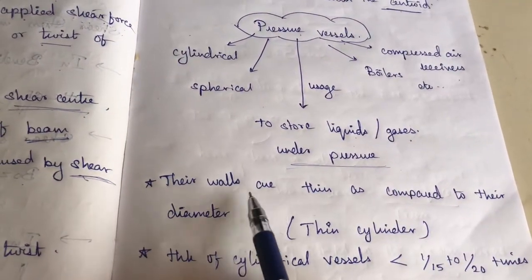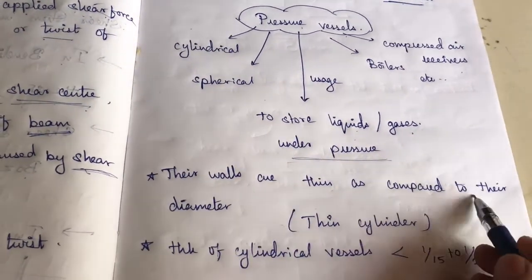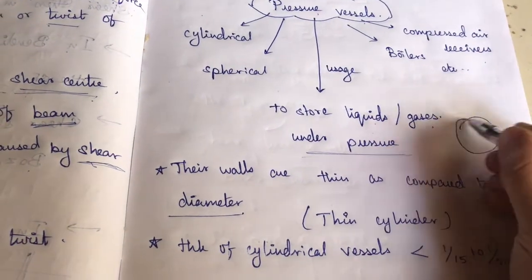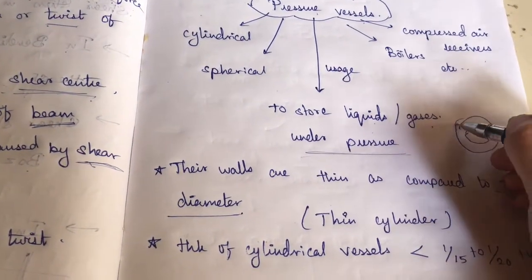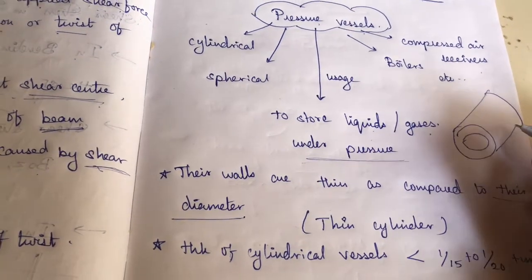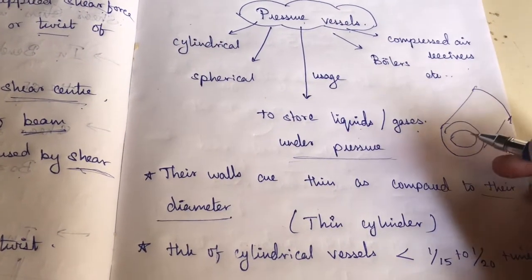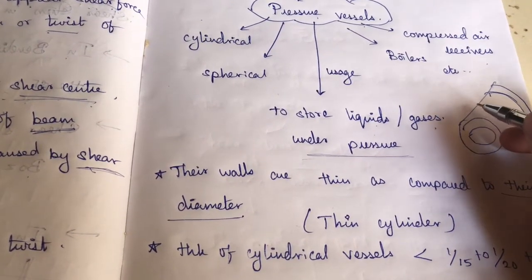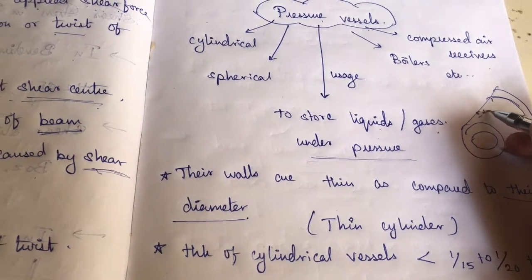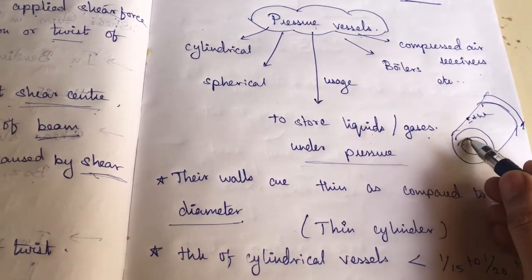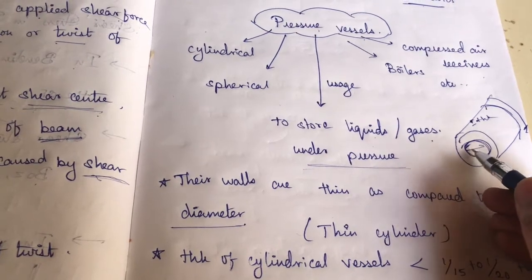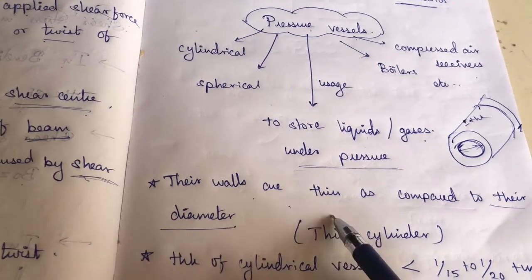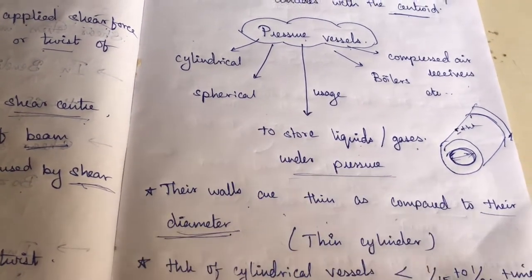And their walls are thin as compared to their inner diameter. Like if I say this is the outer diameter and this is the inner diameter, it is either cylindrical or spherical. So I am just taking the cylindrical here. So you can see here this is the cylindrical portion. So the thickness is less than the inner diameter. So their walls are thin as compared to their inner diameter.